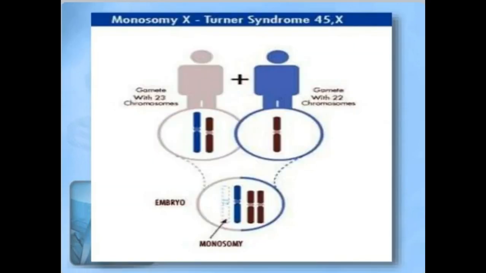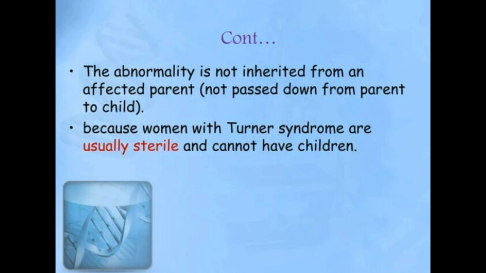As you can see, normal gametes have 23 paired chromosomes, but the defective gametes have 22. So the embryo is defective and could not contain an X chromosome. This condition is called mosaicism. The abnormality is not inherited from an affected parent or passed down from parent to child, because women with Turner syndrome are usually sterile and cannot have children.